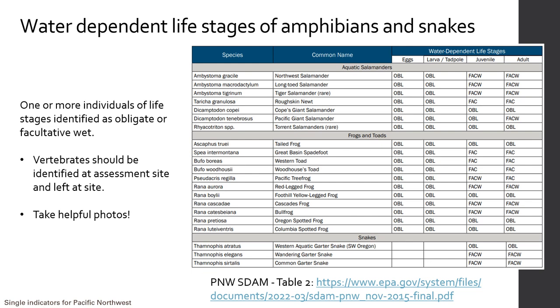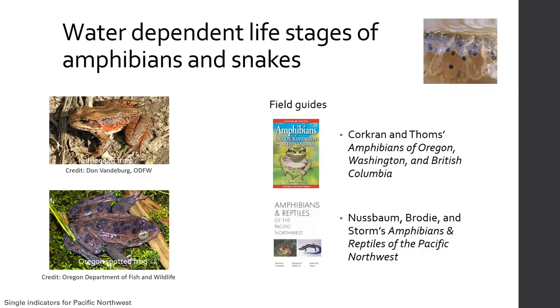Vertebrates should be identified at the assessment site and left at the site. Take helpful photos, including context and diagnostic features that help confirm identification. There are amphibian and reptile guides available for the Pacific Northwest. There are also regional and local resources available online. Do keep in mind that amphibian eggs count for this indicator.